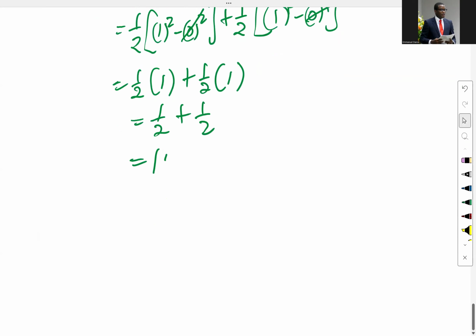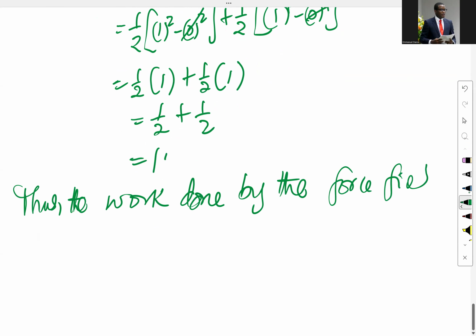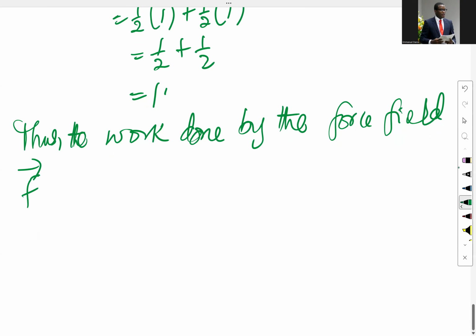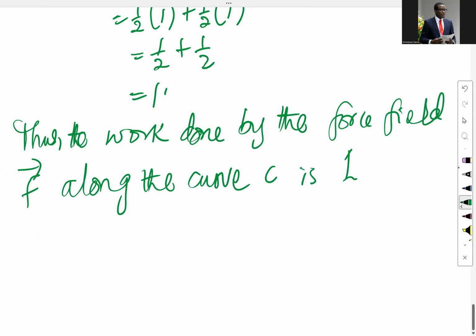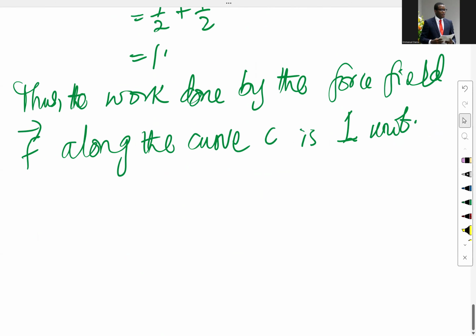So we can conclude that the work done by the force field F along the curve C is 1 unit. That's 1 unit of work. I think work is measured in joules or something like that. So that's how that goes. That brings us to the end of line integrals and computation of work done by a force field.